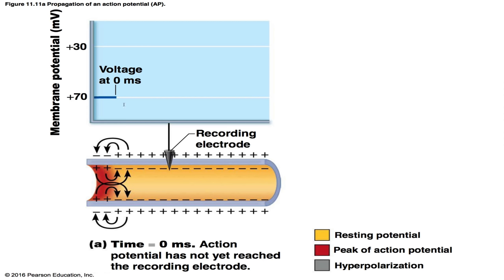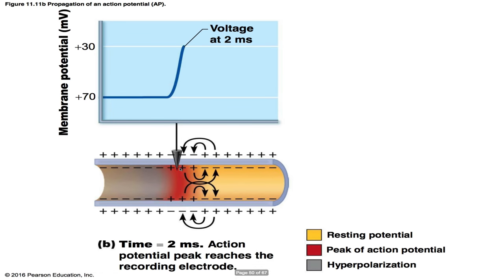What this says is that at 0 milliseconds, the action potential hasn't reached the point where the electrode is inserted. On the next slide, at 2 milliseconds, the action potential has reached the point where the electrode is inserted. And notice what happened to the part from 2 milliseconds prior: now it has gone back. It's still not back at its resting potential, but it's hyperpolarized at this point. So it's not in a state where it can conduct another action potential. It cannot undergo depolarization again at this point.